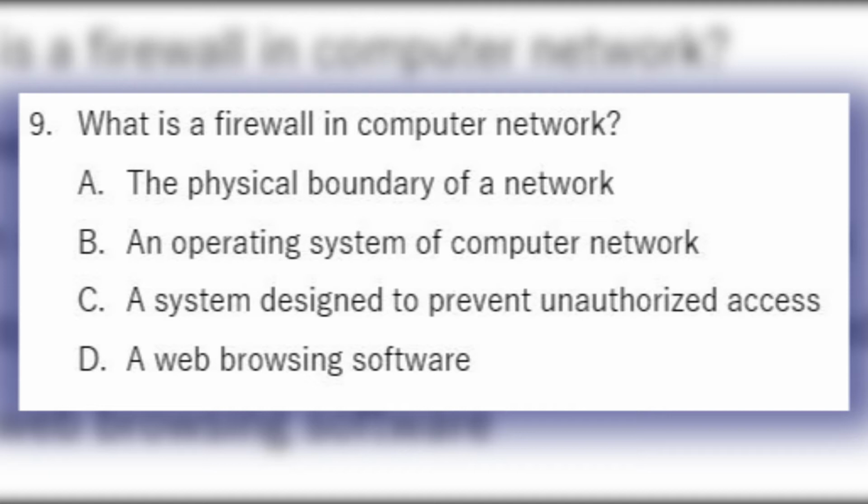Question number 9. What is a firewall in a computer network? A. The physical boundary of the network. B. An operating system of a computer network. C. A system designed to prevent unauthorized access. D. A web browsing software. The correct answer for this question is choice C. A system designed to prevent unauthorized access.